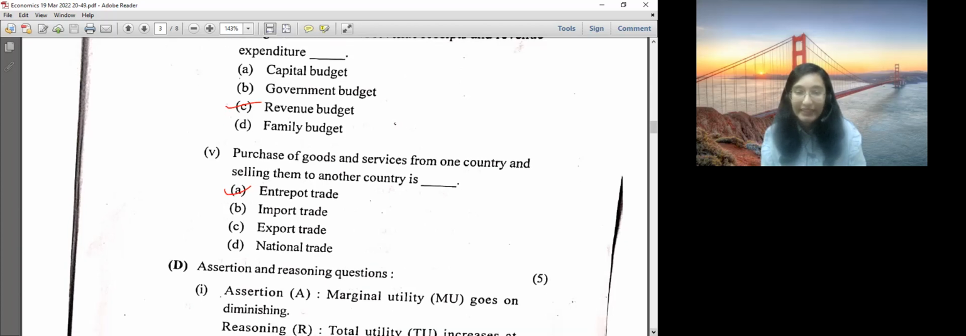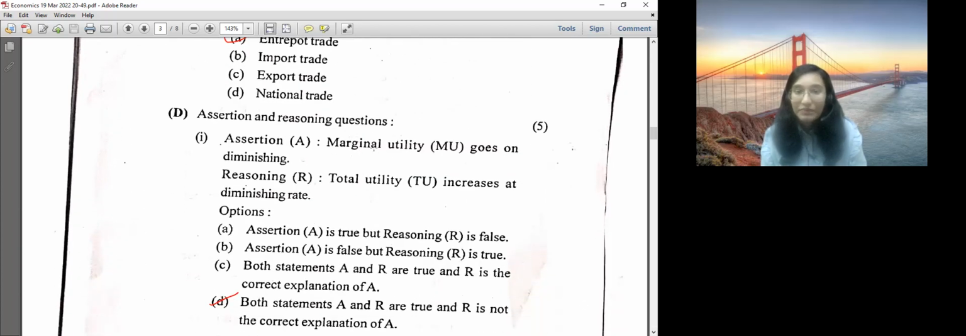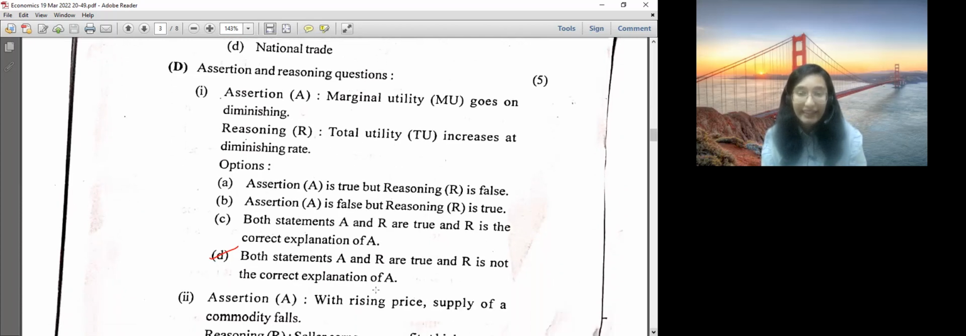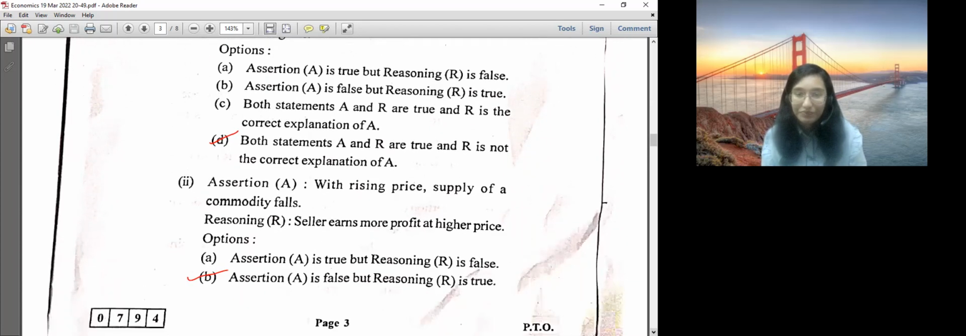Okay. Next, assertion. Marginal utility, MU, goes on diminishing. Correct. TU increases at a diminishing rate. This is also correct, students. But that is not the reason for marginal utility, students. So A and R are true, but R is not the correct explanation.